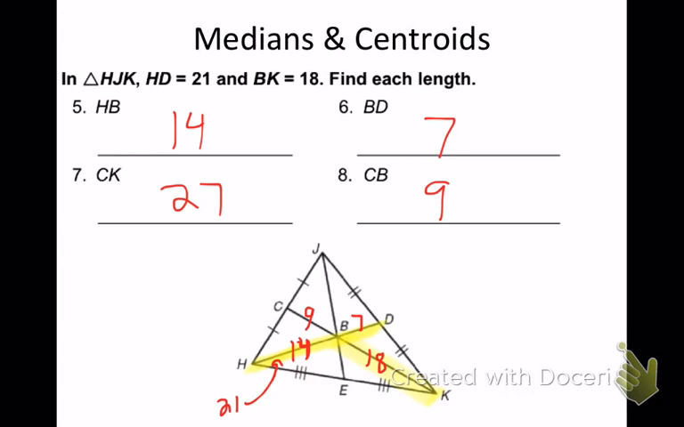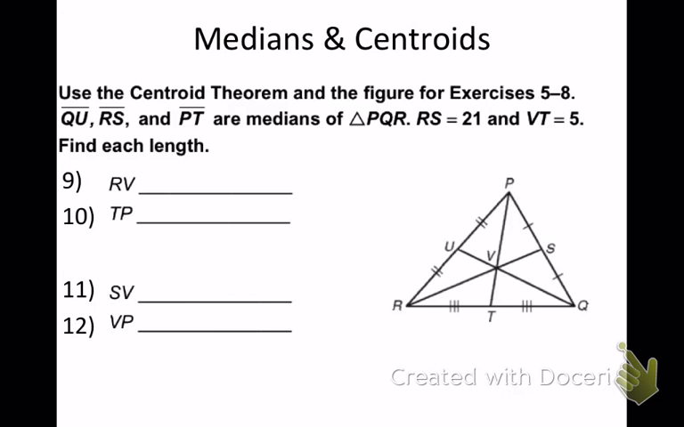Is that all we're doing? Take a couple seconds, try these 4 on your own. All right. So it tells me RS is 21. It tells me VT is 5. Okay. So let's work it out.